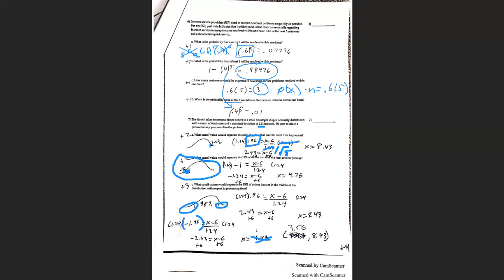Sorry, going back to B real quick. So you want 16%. So you would do negative 1, because it's one standard deviation away. And would you get negative 0.996 with your normal calculator?